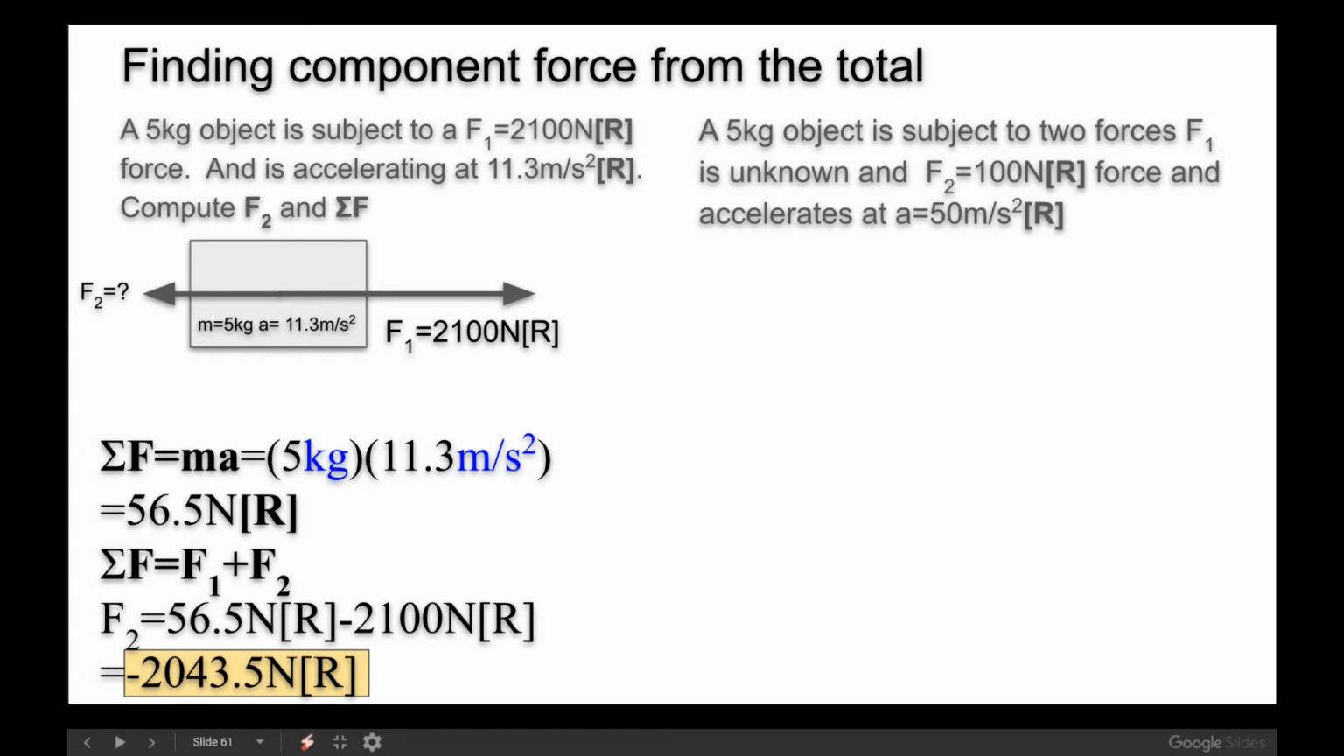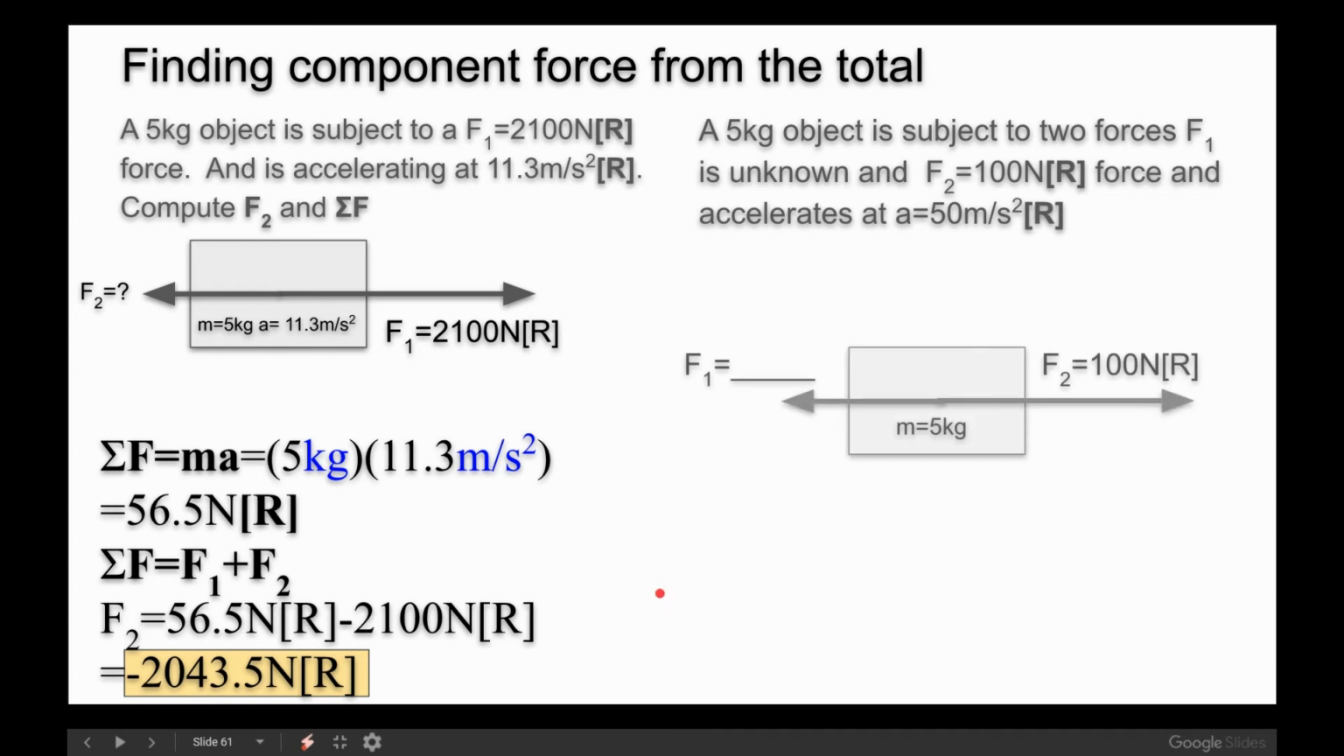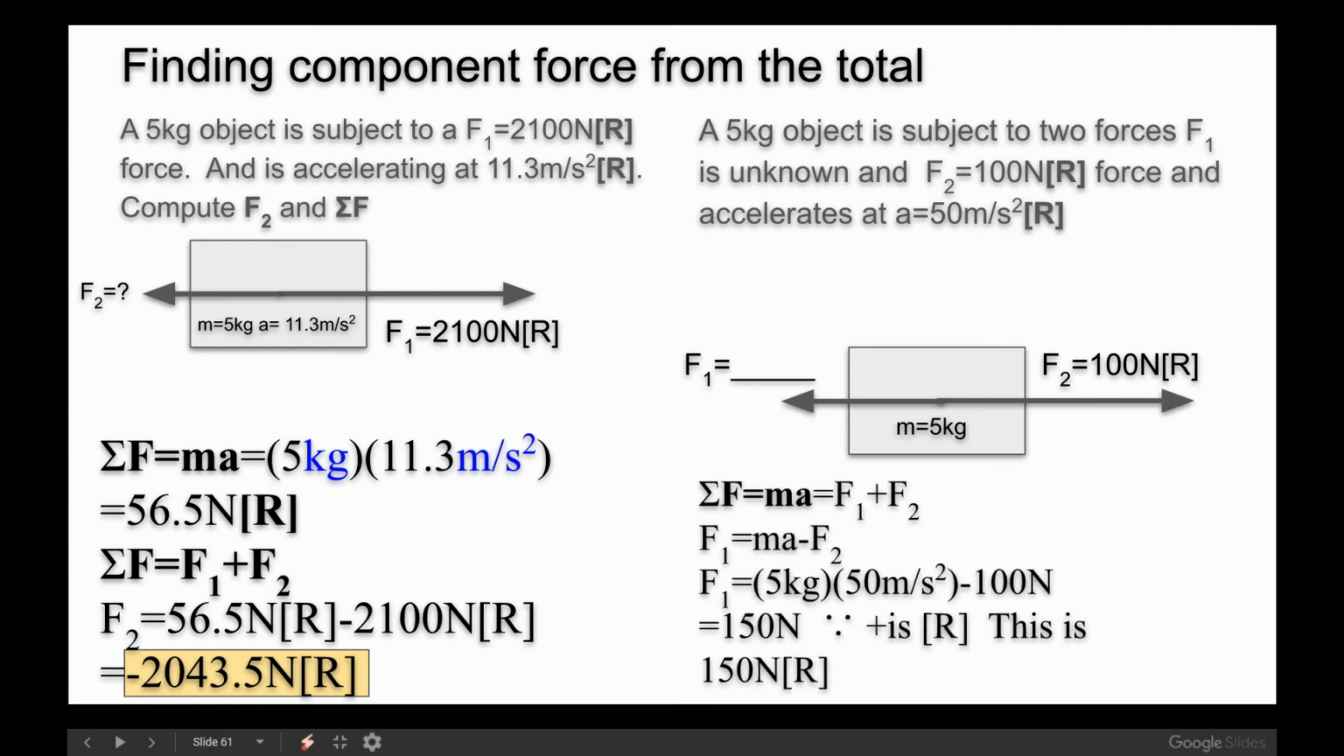A 5 kilogram object is subject to two forces. F1 is unknown and F2 is 100 newtons to the right, and it accelerates at a 50 meters per second squared rate. Once again, enough information was given for you to calculate the total force right from the acceleration value. So the total force is going to be ma, and that is composed of F1 and F2. So the unknown force will be ma minus F2.